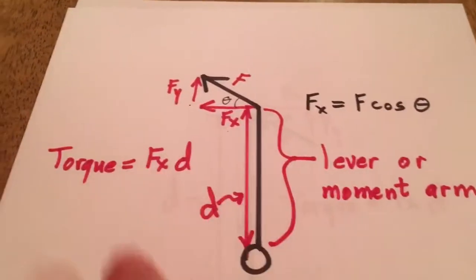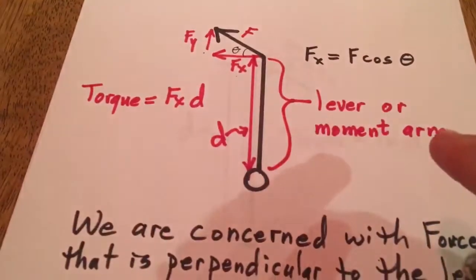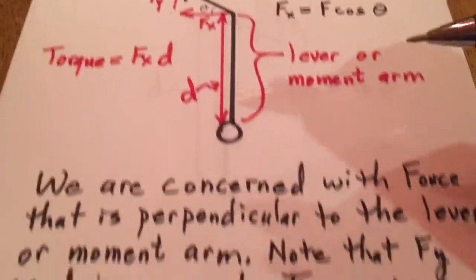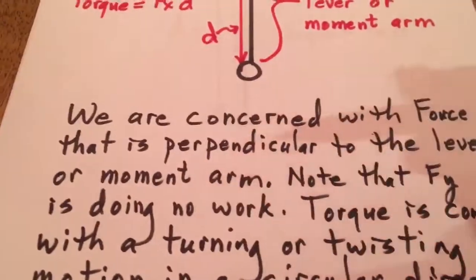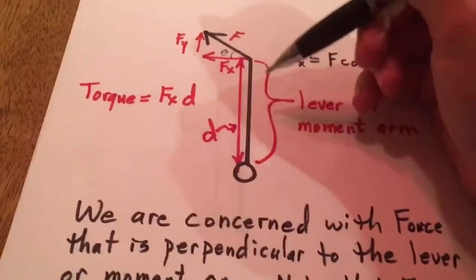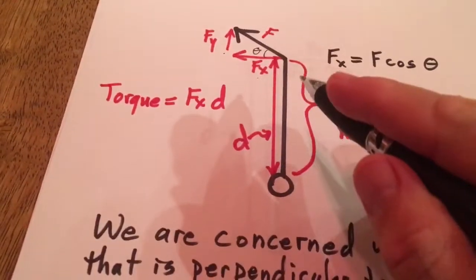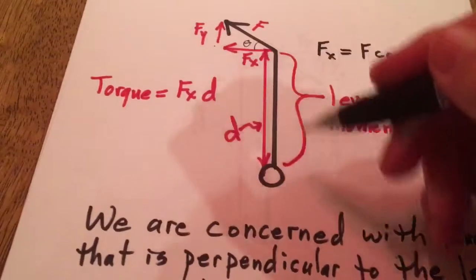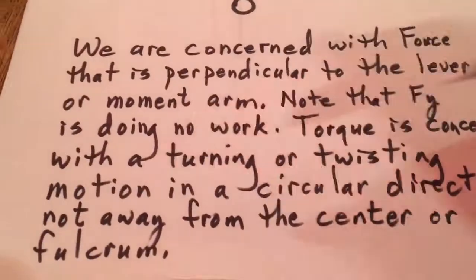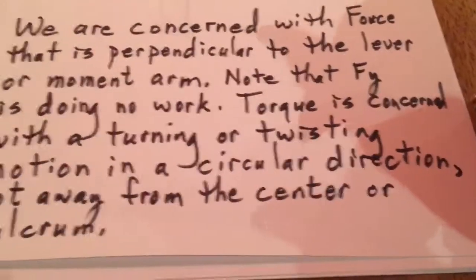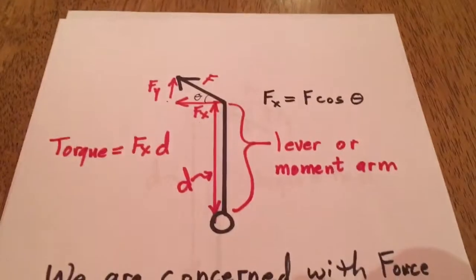Torque is talking about going around, the force going around in a circle. It can be going clockwise or counterclockwise, doesn't matter. Note that Fy is doing no work because it is simply pulling away, so it's not going to move this arm to the left or to the right. It's just pulling away from the center point. Okay, torque is concerned with a turning or twisting motion in a circular direction, just as we said, not away from the center or the fulcrum.